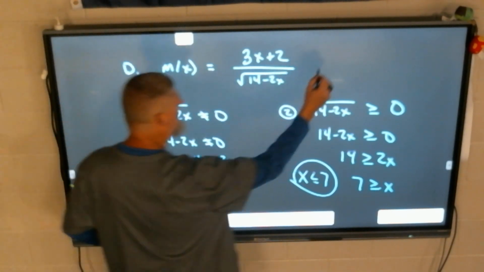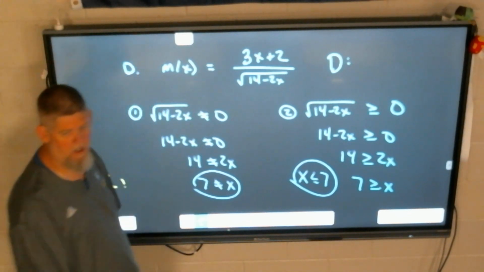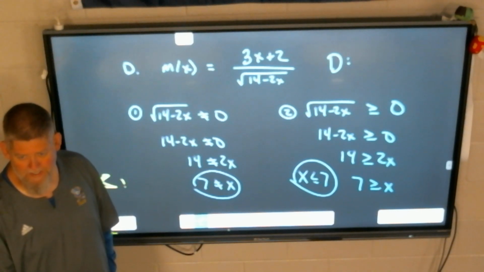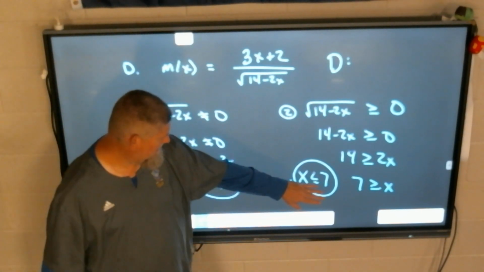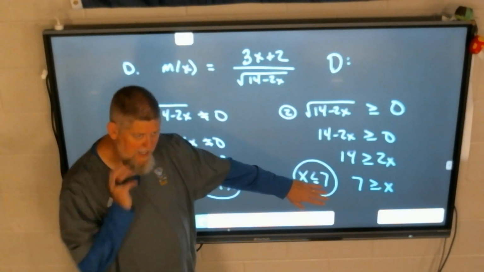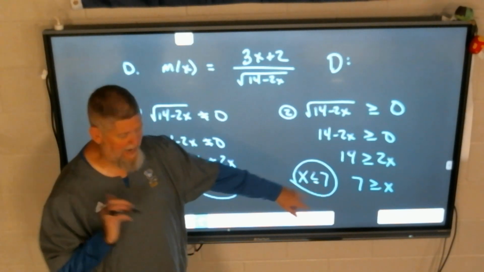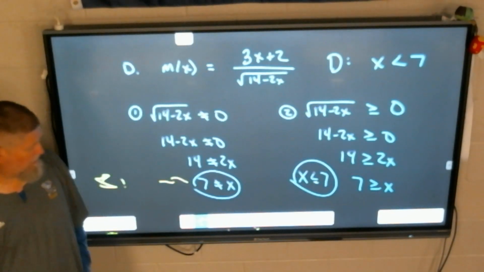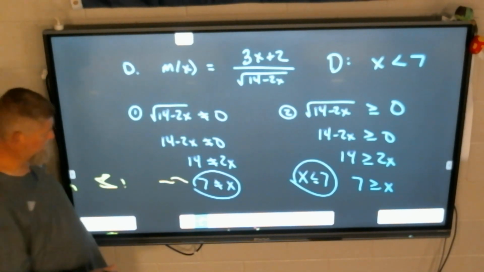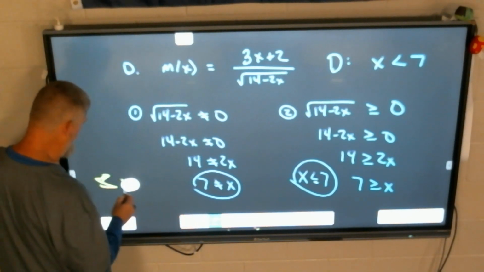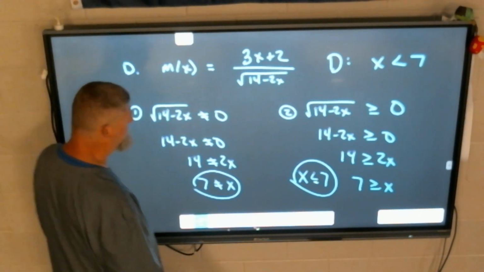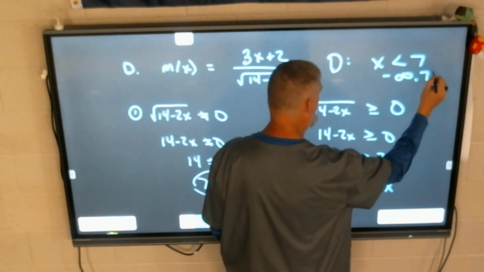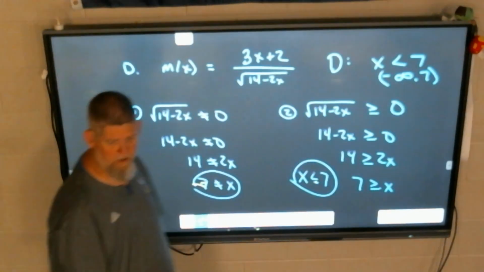So what's my domain? All real numbers except 7? No. I would just say x has to be less than 7. I would just write it like that. But you could write it in interval notation if you wanted to. Actually, it'd be negative infinity to 7. If you want to do interval notation, that's fine.